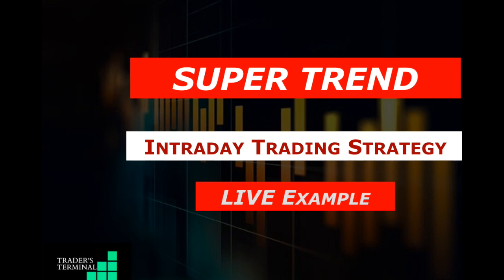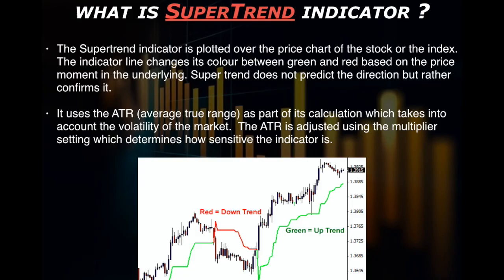Alright, let's begin. So first, what is the Supertrend indicator? We won't get into the theoretical part much, but we need to have an overview of what the Supertrend indicator is. Basically, the Supertrend indicator is plotted over the price chart of the stock or the index. As we can see from the chart below, the indicator line changes its colors between green and red based on the price movement in the underlying. Supertrend does not predict the direction, but rather confirms it.